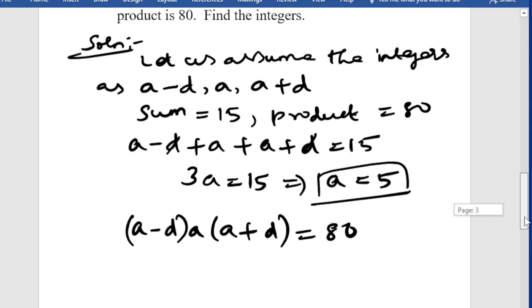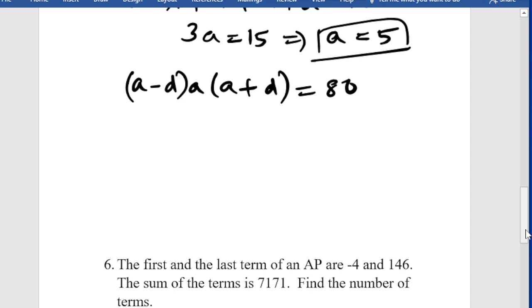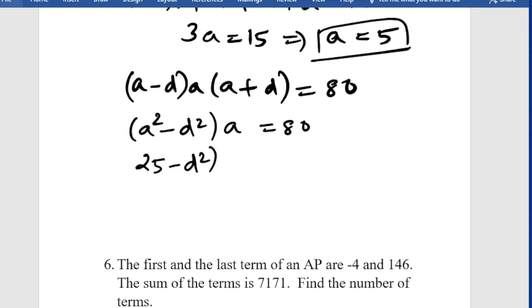Here we consider a minus d and a plus d, and you can rewrite it as a square minus d square. A plus b into a minus b is a square minus d square, into a equal to 80. Just we got what is a. A is 5. Substitute here. So a square becomes 25 minus d square into 5 equal to 80. You can cancel: 80 divided by 5 goes 16 times. So we need d square.